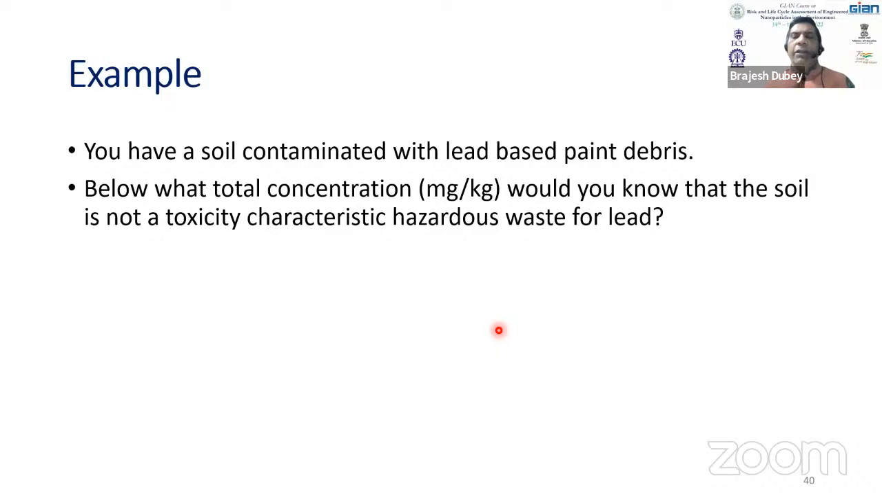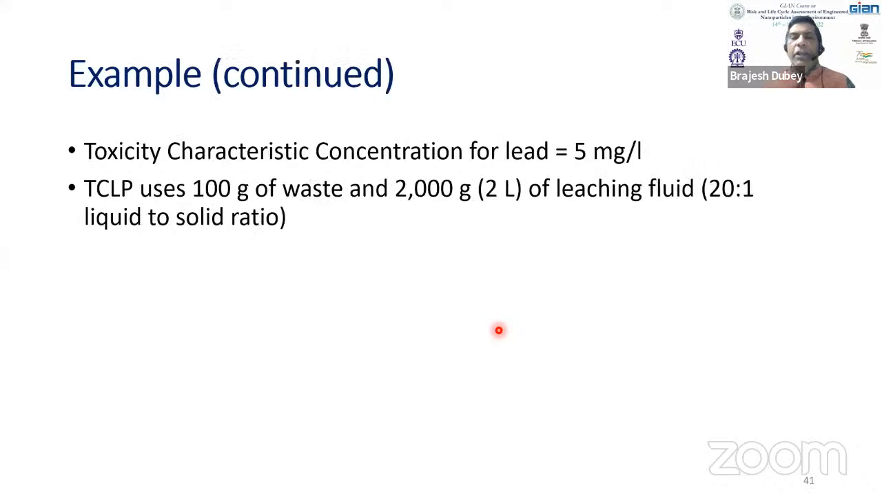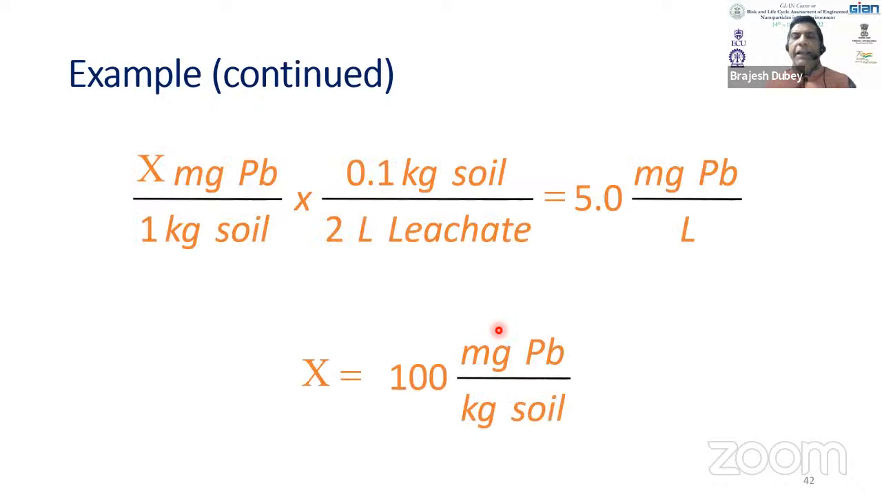But if TCLP says that you take 100 grams in 2 liters of solution, and say this is the concentration of lead in the soil, and we assume that all the lead present in the soil gets dissolved into the water phase, which does not happen realistically, but we are taking the worst case scenario. So in that case, if you find out the X, it's around 100 milligram of lead per kg.